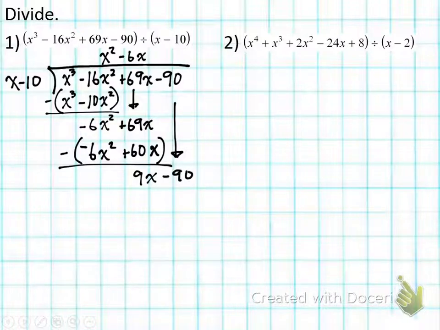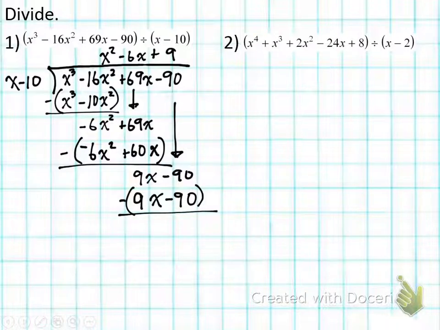Okay, we bring down the negative 90, then I have to ask myself again, starting from here, what do I multiply x with to get 9x? Positive or negative 9? Positive. So I'm going to write positive 9 up here. Positive 9 times x is positive 9x. Positive 9 times negative 10 is negative 90. Then I'm going to put parentheses here and subtract it. Following me so far? 9x minus 9x is 0. Negative 90 minus negative 90 is 0. So I don't have any remainder, right? You following me? So this is my answer up here. So I'm going to write it neatly.